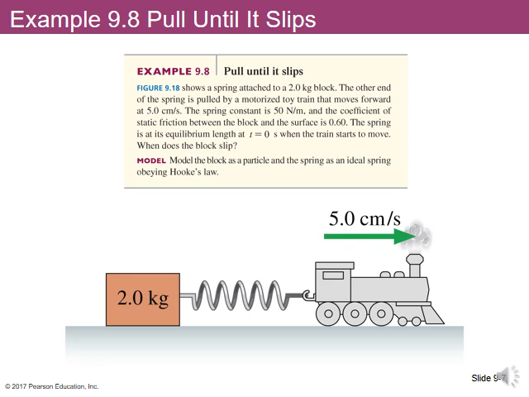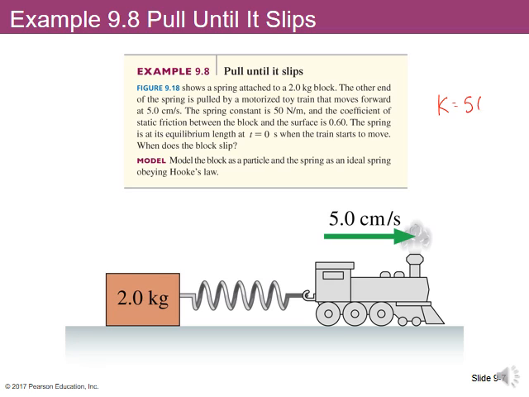So let's look at an example of just calculating how much force will be exerted by a spring. In this case, we have a spring that's used to attach to a train and used to pull a 2-kilogram block. The other end of the spring is attached, like I said, to the train. The train moves forward at 5 centimeters per second. The spring constant is 50 newtons per meter, and we know that the coefficient of static friction is 0.6.